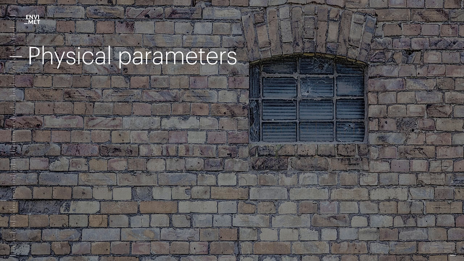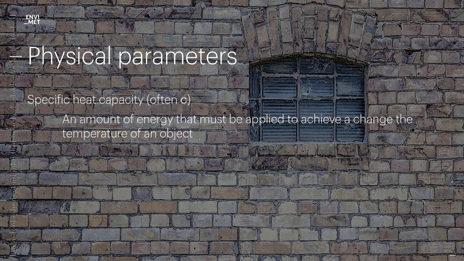So let's have a look at the last physical parameter, which I want to talk about here in more detail. It is the specific heat capacity, and often it's referred to as C. It gives you the amount of energy that must be applied to achieve a change in temperature of an object. So its unit is joules per kilogram and Kelvin.